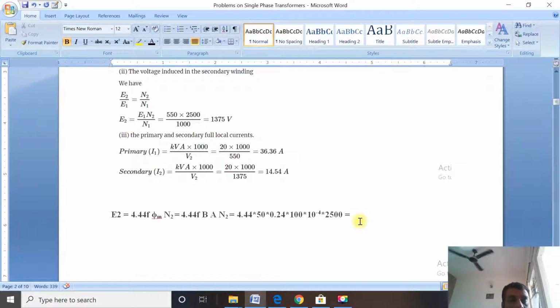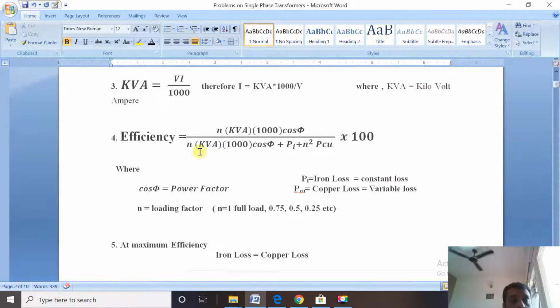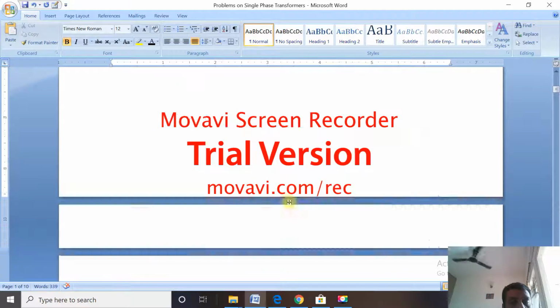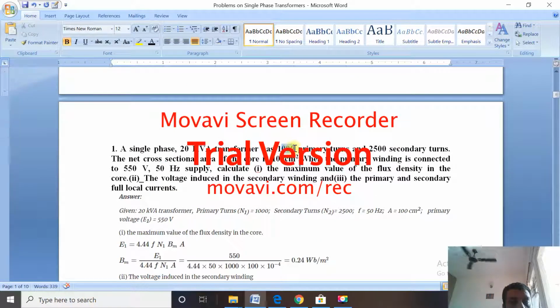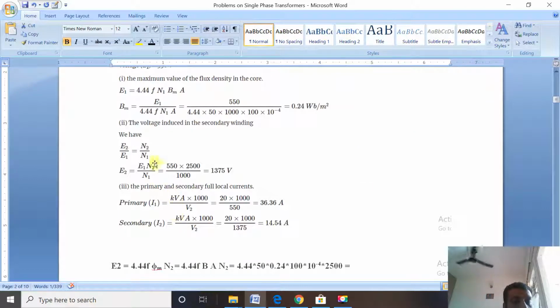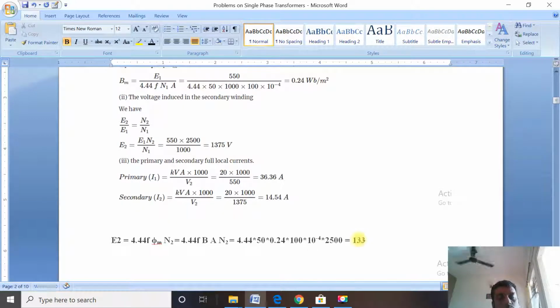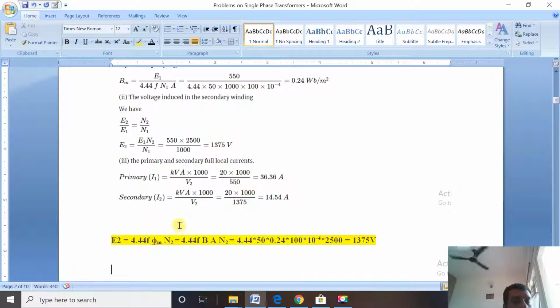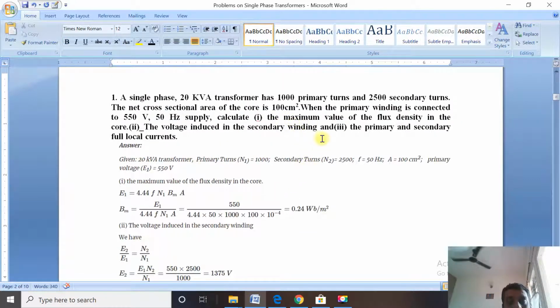Keep that answer in suspense, or you can go for this formula. What is the transformation rule? E1 by E2 is equal to N1 by N2. In the given problem, N1 is known, N2 is known, E1 is known, 550. Directly you can substitute in the formula and get E2. The answer you got for E2 will be the same here: 1375. You can use this formula or the other formula. This is the other way of solving. So now the first and second have been calculated.